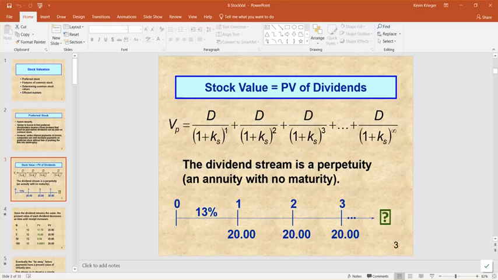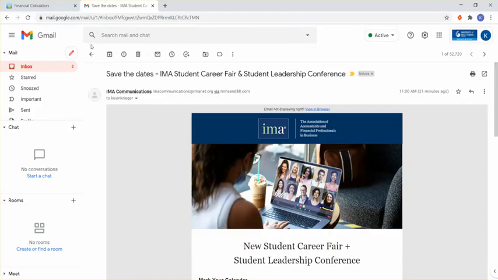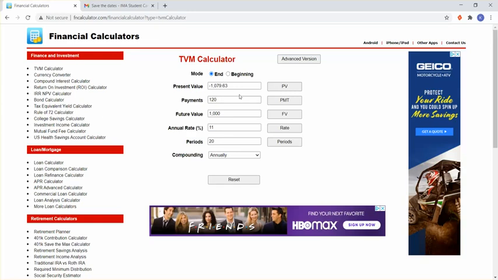If you have a $20 dividend every year forever, and the rate is 13%, that's literally just a case of taking your good old present value of an annuity and saying periods, make it a huge number. If you have a 13% interest rate and your dividends are $20, what's the present value of this thing?